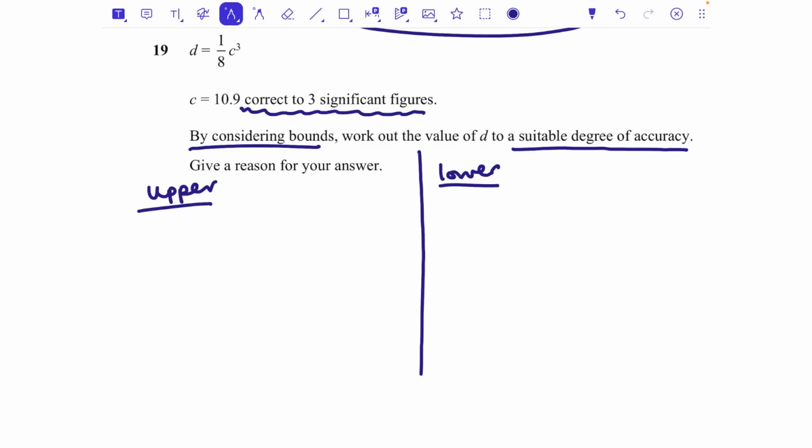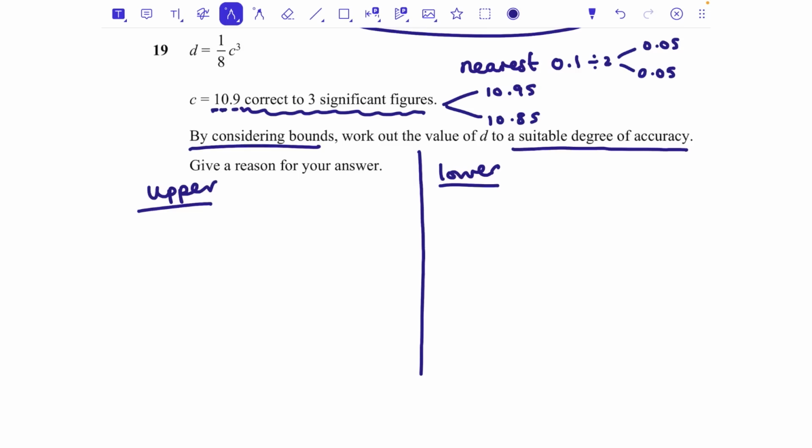Now it's been rounded to 3 significant figures. The first significant figure is in the tens column, the second significant figure is in the ones column, and the third significant figure is in the tenths column. So this has actually been rounded to the nearest tenth or the nearest 0.1. Whenever we have bounds, we halve what it's been rounded to. So if it's been rounded to the nearest 0.1, we're going to halve that and go 0.05 above and 0.05 below. So my upper and lower bound for C are 10.95 and 10.85.